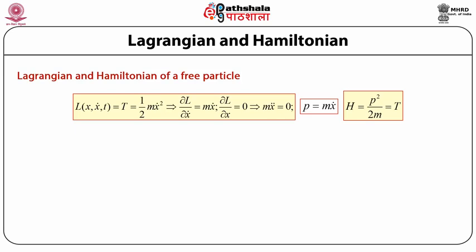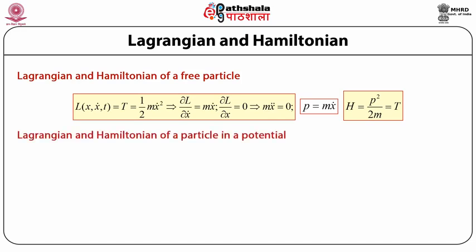The generalized momentum is p equals m x dot, the same as ordinary momentum, and the Hamiltonian is H equals p square by 2m equals T, that is, the energy of the particle.